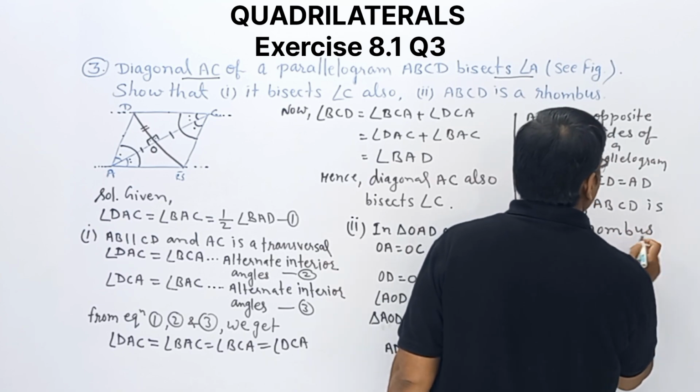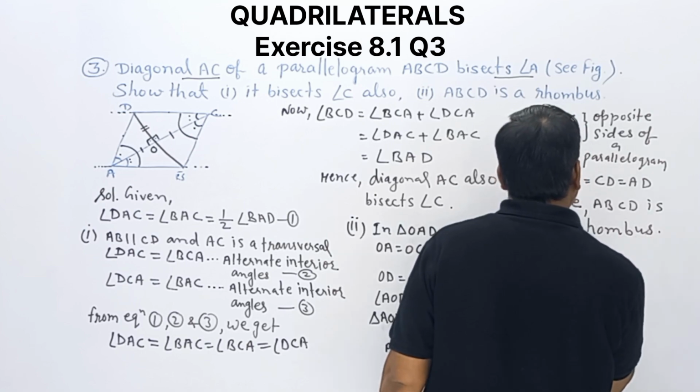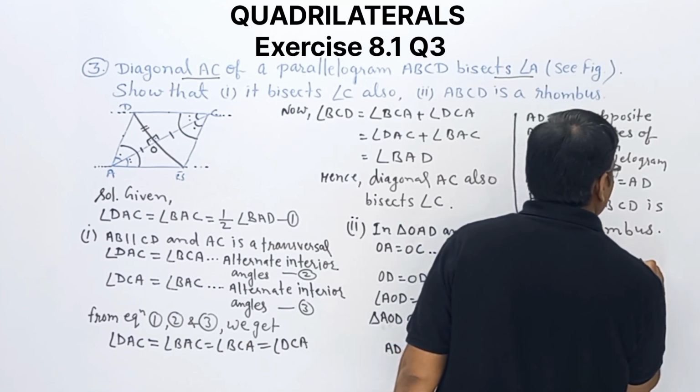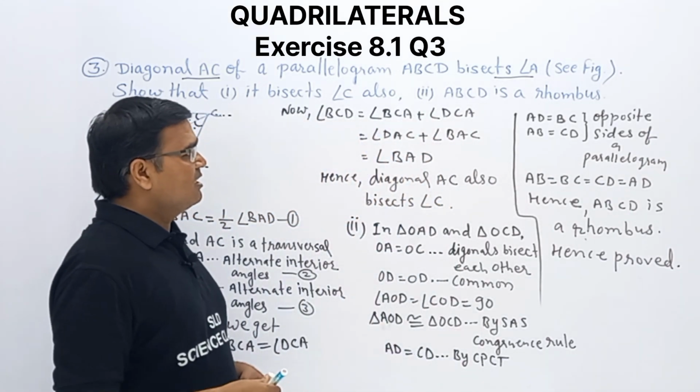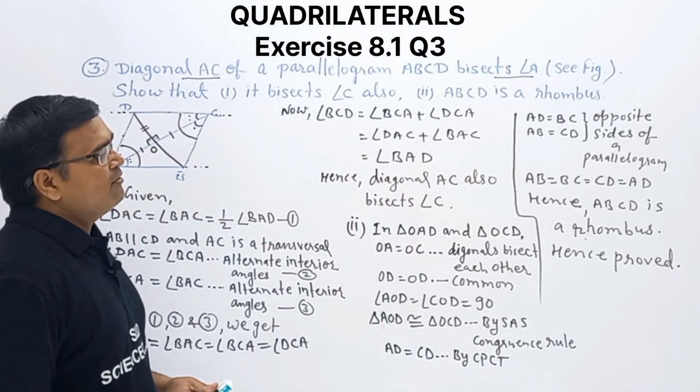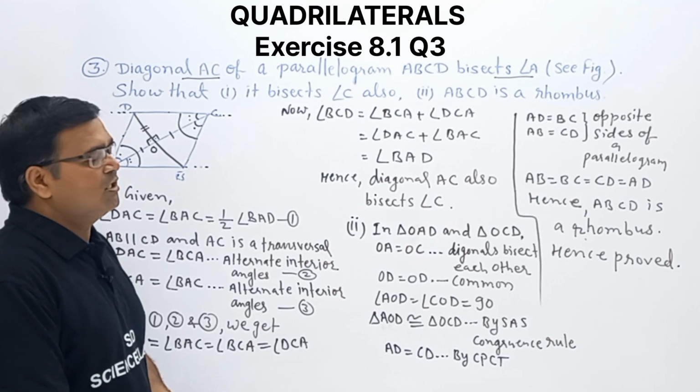ABCD is what? Rhombus. Hence proved. We proved this thing. Clear? Observe again what we are doing in this question.